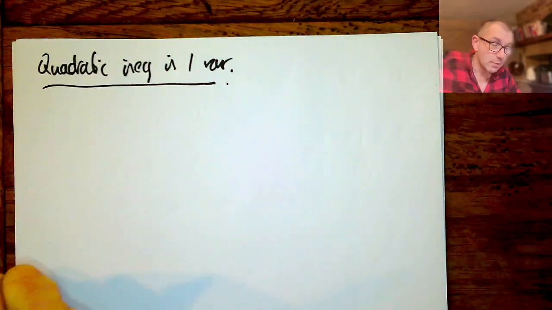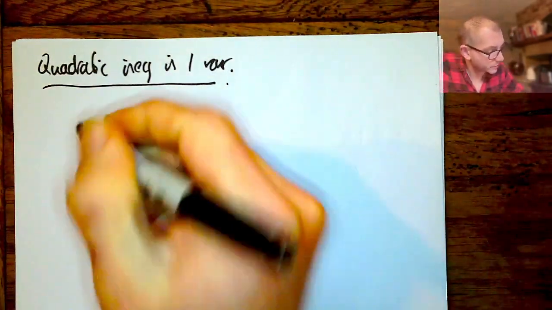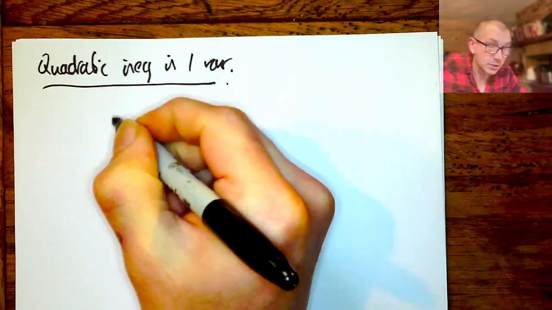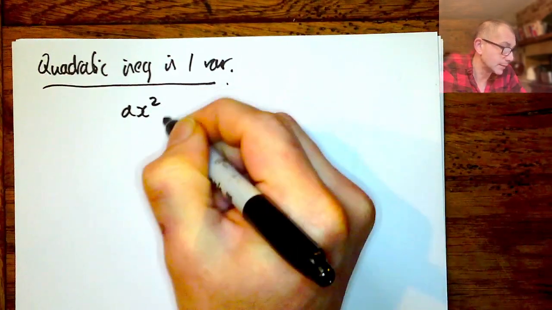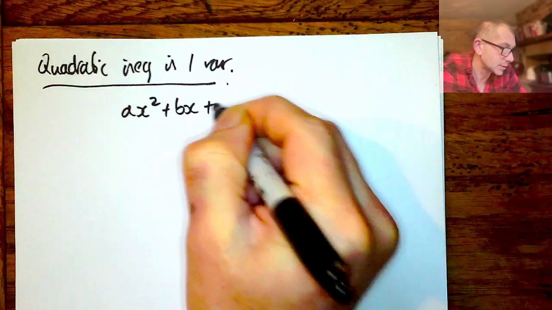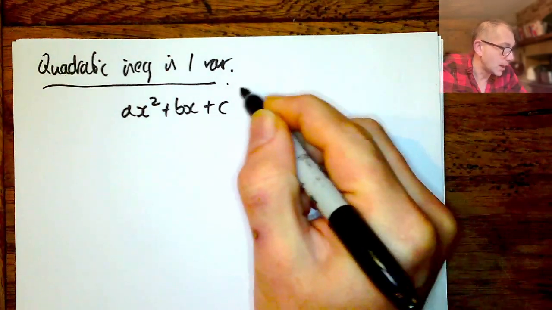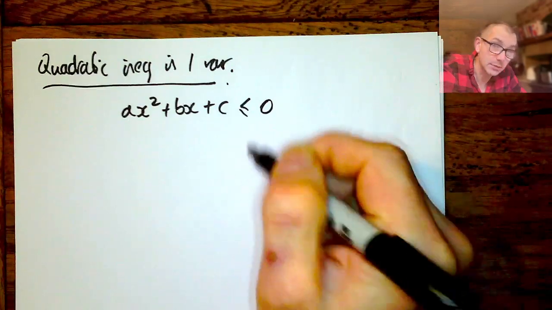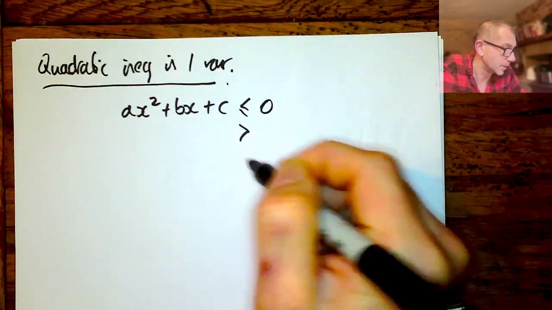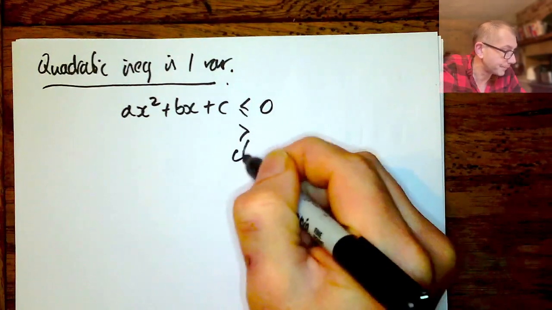So I'm going to assume I've moved everything over to one side of the equation, and what I'll be looking at is just anything of the form ax squared plus bx plus c, and of course I could have less than or equal to 0, or I could have anything else. So I could have bigger than or bigger than or equal to, etc.